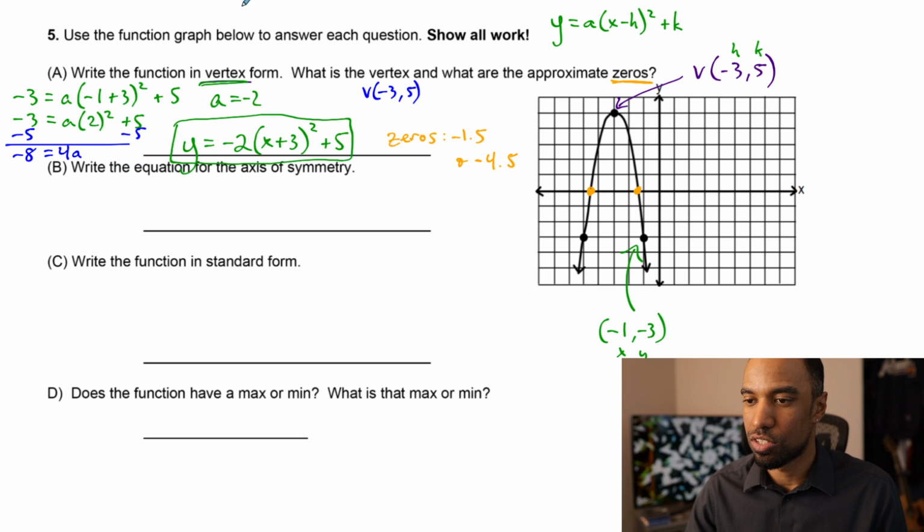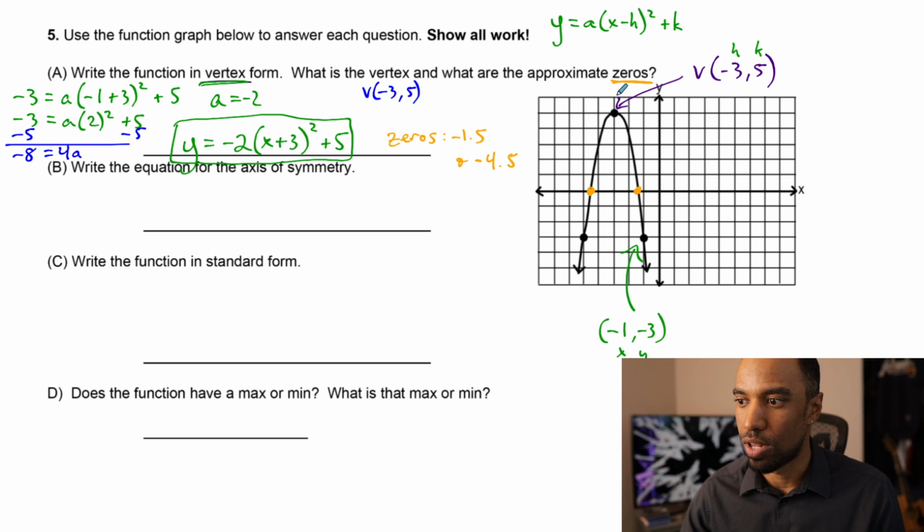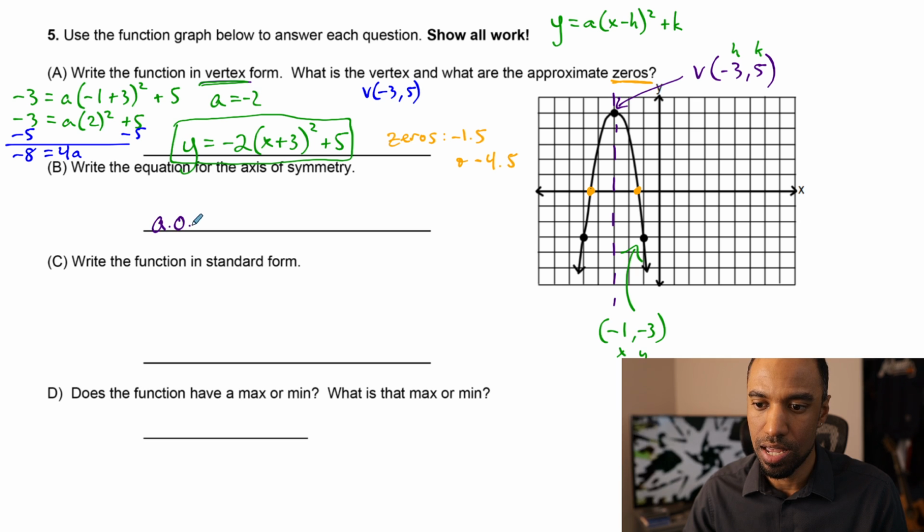Write the equation for the axis of symmetry. Okay, well, that is the vertical line that goes down the middle through the vertex right here. The equation will be an x equals equation because it's crossing at -3 for x. The equation of the axis of symmetry is x equals -3.